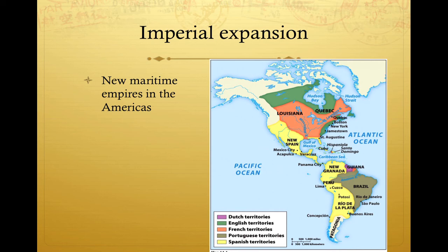And finally, for this section, we have the development of new maritime empires in the Americas. So if you look at this map, you've got the Dutch in purple right here. You've got the English in green, primarily, of course, in the eastern part of what is now the United States, and also up north here in Canada. You have the French, which is much of the rest of the United States, and then you have the Spanish and the Portuguese splitting up what we now call Latin America.